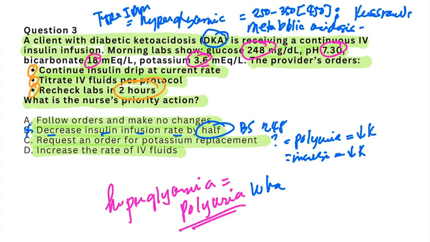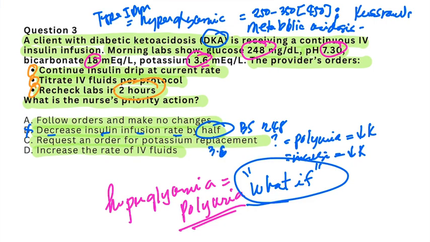However, when you take a question like this, don't think of the what if. Because then you're going to be thinking, what if the patient is peeing and the potassium is going down? Don't think like that, because then you're going to select the wrong answer. In this particular scenario, because the potassium is 3.6, we don't want to ask for potassium replacement yet, not yet. So letter C is incorrect.